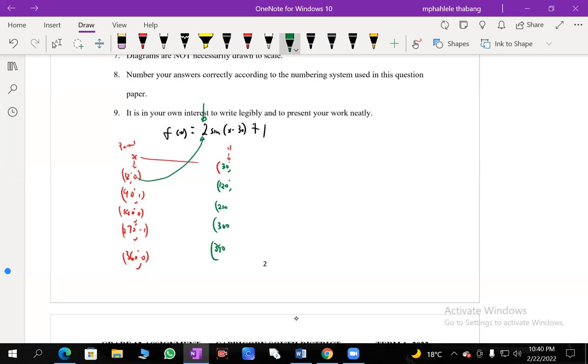What type of a shift is this one, the plus 1? It's a vertical shift. Which shift, upward or downward? This one is shifted downwards. Yes, good. So what is 0 times 2 minus 1? The value of y: 0 times 2 minus 1. 0 times 2 is 0, 0 minus 1 is minus 1.